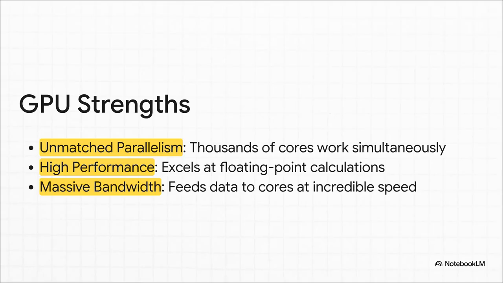So this army of cores is what gives the GPU its superpowers. First, that massive parallelism is just unmatched. It's also fantastic at the specific kind of math with decimals, called floating point, that AI relies on. And to keep that whole army busy, it has a massive pipeline for data to flow through. And that's why the GPU basically became the undisputed heavyweight champion, the engine that powered the entire AI revolution.